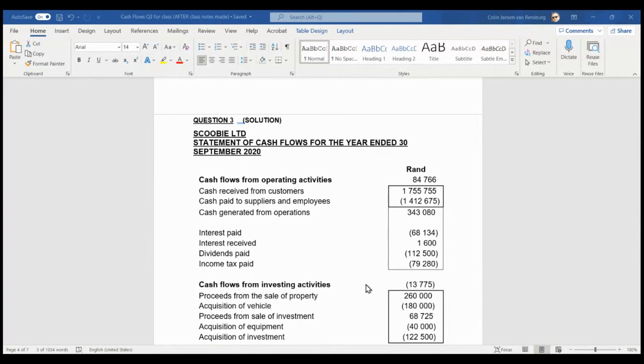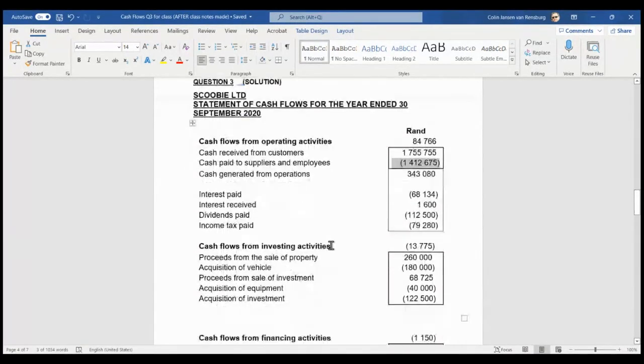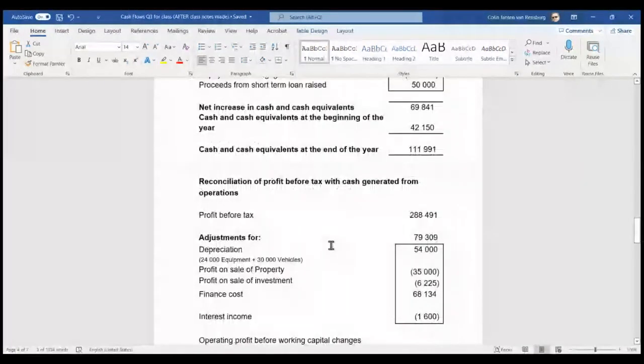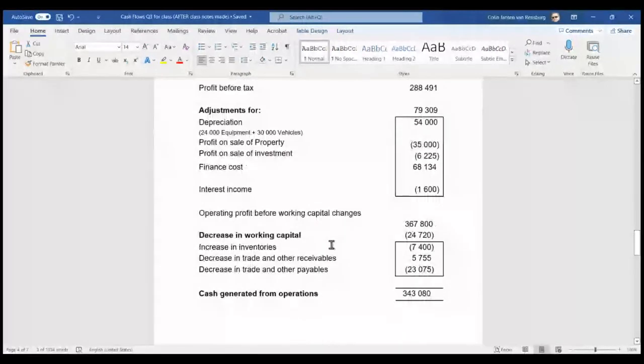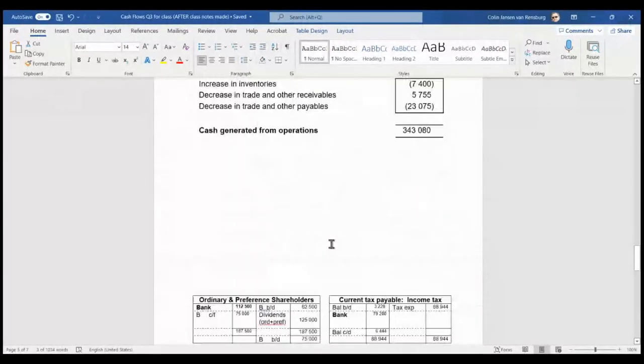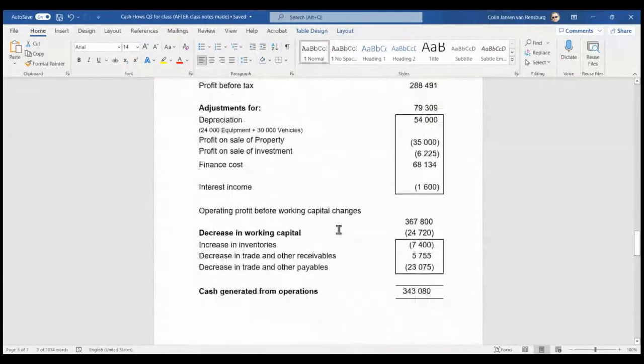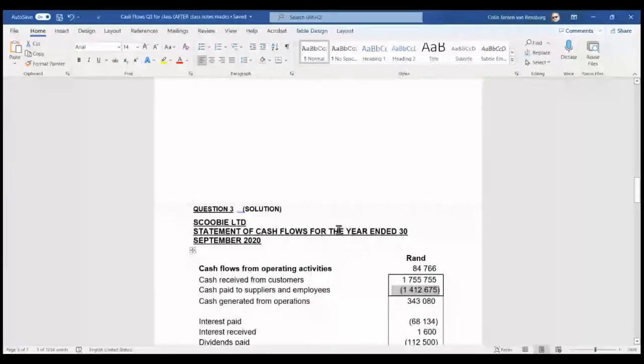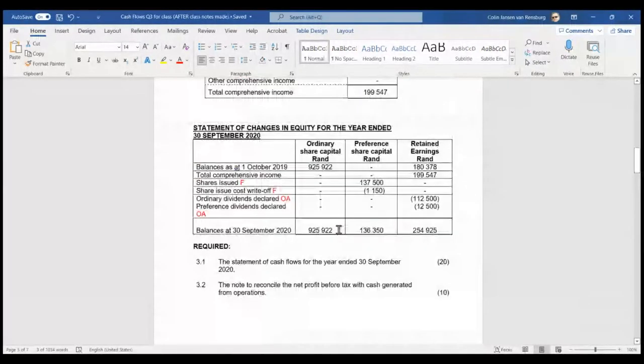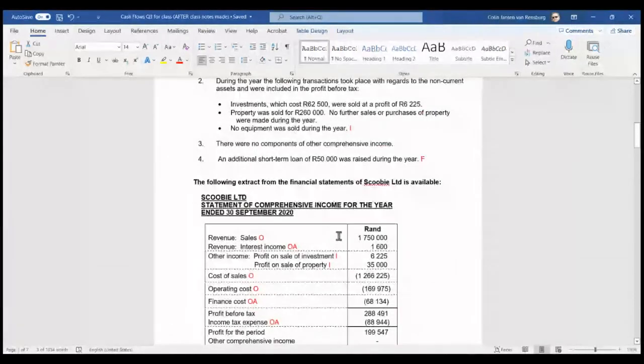Okay, so we are looking for something that is closely related to our interest received, so that will be our interest income. Now, our interest income, if we have any, will normally be part of our revenue note, which is part of our statement of comprehensive income. So let us go and see whether we have got any interest income. Have we got any interest income as part of our revenue?